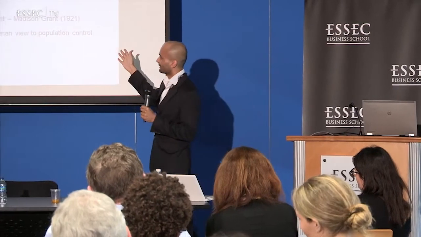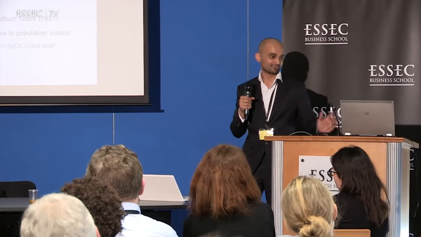What happens about 20, 30 years later is you have this man called Julian Huxley who appears, and he takes a Spencerian view to population growth, and he says we should be limiting the growth of lower classes. So he evacuates the component of race, but he still maintains this whole Malthusian idea of population growth.